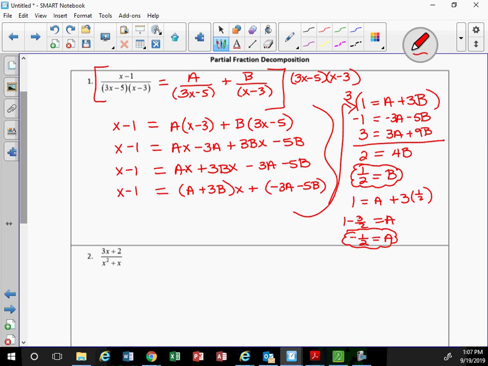Now, how you actually write your answer. You don't just tell me what A and B equal. You have to go back and write them within your weird fraction at the top. So instead of A over 3x minus 5, I'm going to say negative 1 over 2 times 3x minus 5. I can't just put the half in the numerator and leave this weird 3-tiered fraction. And you don't have to simplify that. And then B was positive 1/2, so I'm going to say plus 1 over 2 times x minus 3.